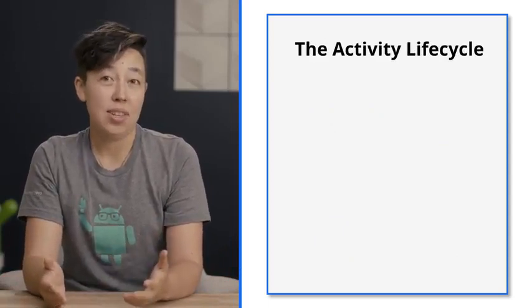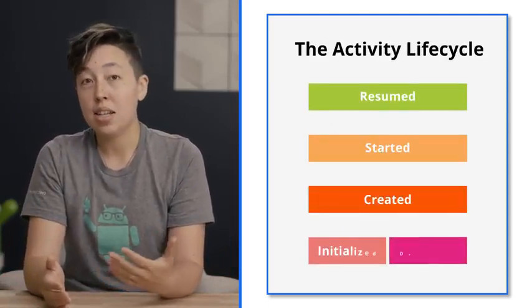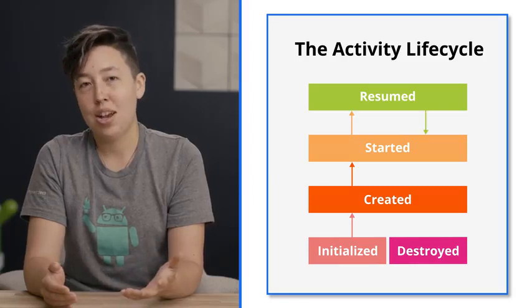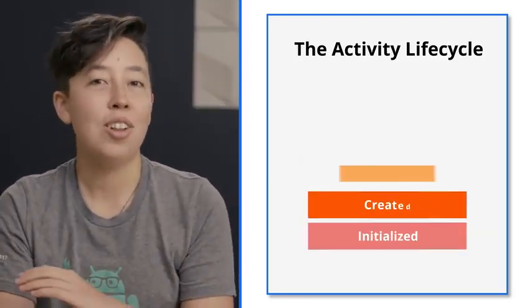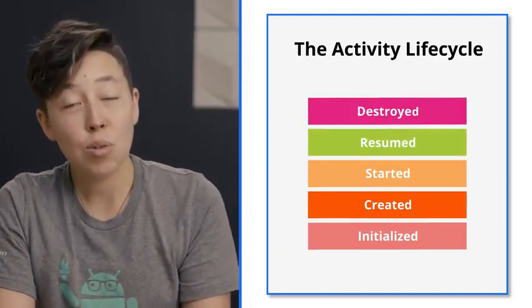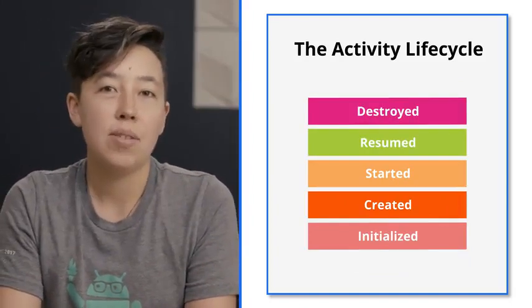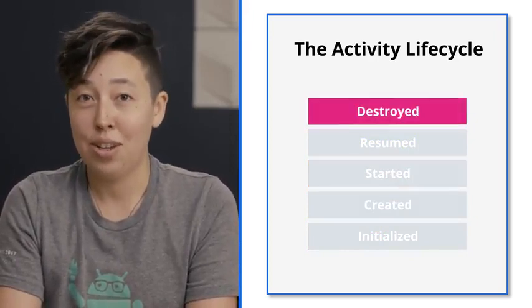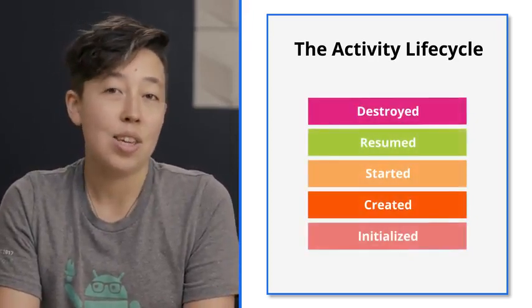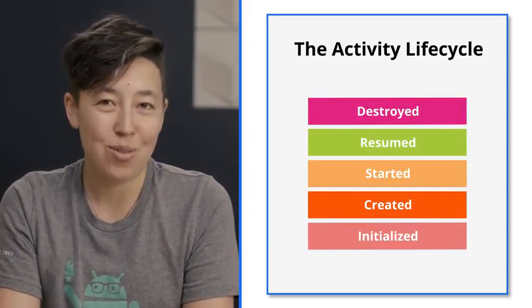Similarly, the activity life cycle is made up of the different states that the activity goes through, from when it's first initialized to when it's finally destroyed. Now, here are those states, and we're going to talk a lot about these states in depth. In general, though, they track things like whether the activity is on screen or whether the user has navigated away from the activity entirely.